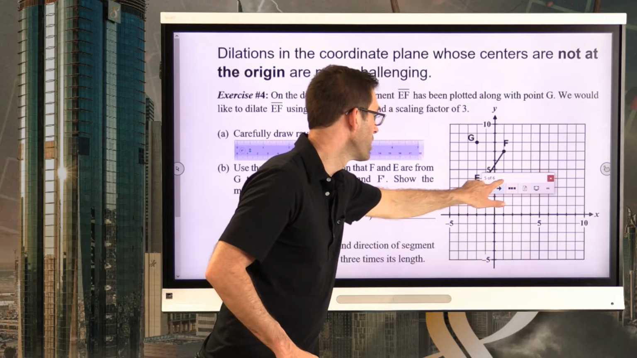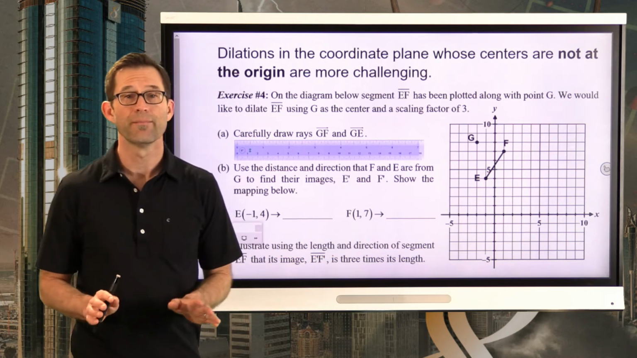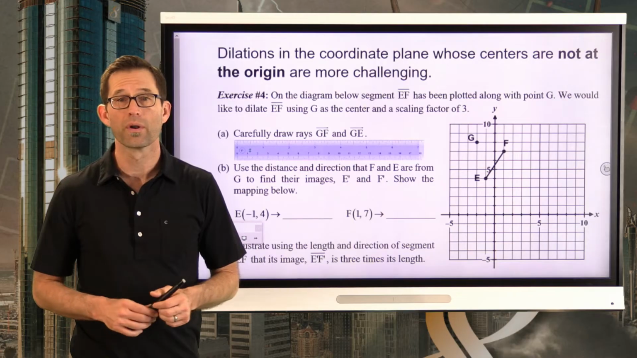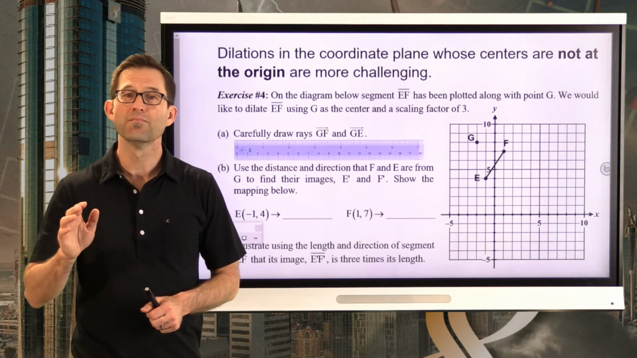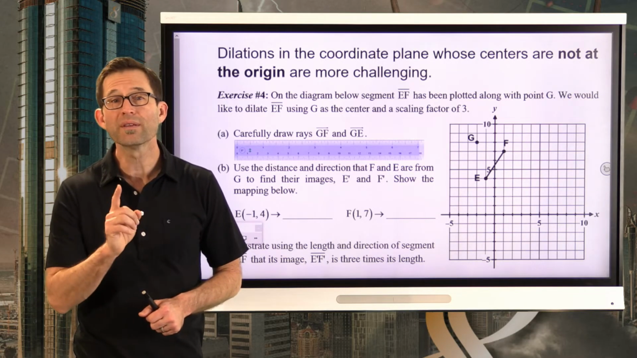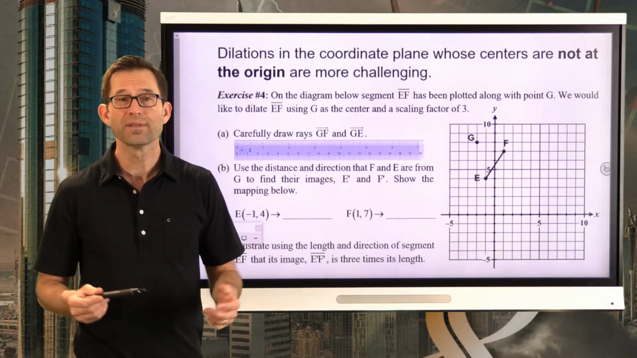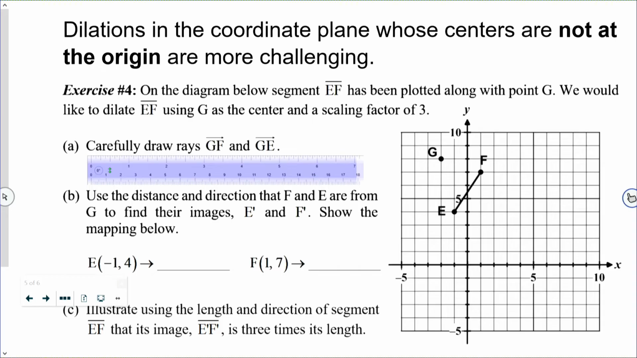One more problem. Now, so far we have dealt exclusively, right, with these dilations in the coordinate plane where the origin is the center. It gets much harder if the origin isn't the center. But you can still do it given what you know. So let's do one of those in exercise number 4. On the diagram below, segment EF has been plotted along with point G. We would like to dilate EF using G as the center and a scaling factor of 3.